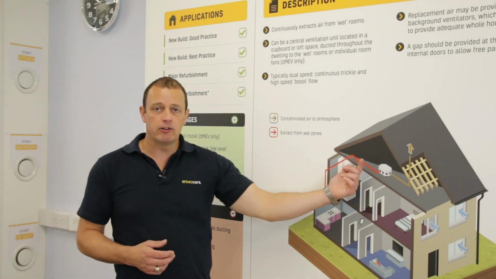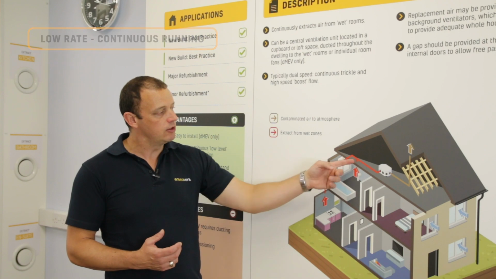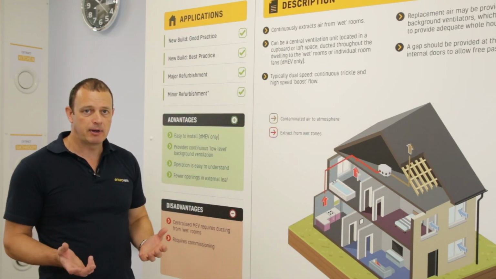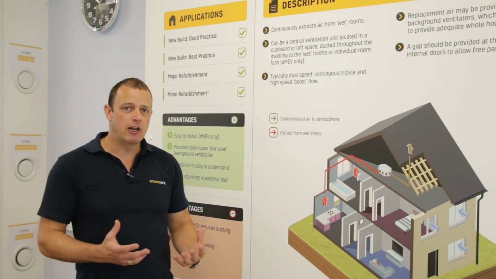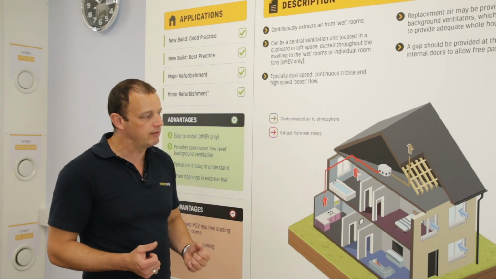So this unit's running all the time at a very low rate. It's drawing air up through a series of ducting, through the unit, and then off to atmosphere. Again, this could be through a gable end wall or through a roof tile vent, but it's running at a very low rate all the time. It's always sort of sniffing for the air and creating that little bit of background ventilation.